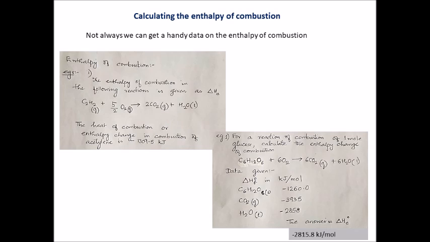In the next reaction, combustion of 1 mole of glucose, calculate the enthalpy change of combustion. How do we do it? I shall show you how we can calculate the enthalpy change of combustion. We'll soon see it in the next slide, and here the details for the standard enthalpy of formation for the different reactants and the products are given. The answer finally comes out to be minus 2815.8 kilojoules per mole.